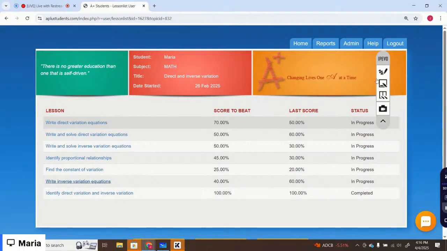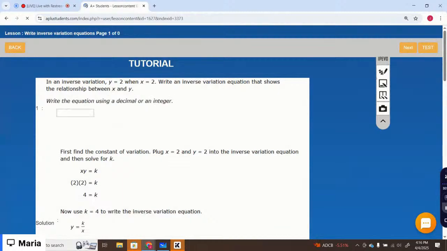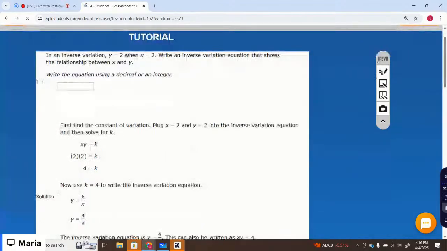The lesson is write inverse variation equations. Let's just start with the lesson. In an inverse variation, y equals 2 when x equals 2. Write an inverse variation equation that shows the relationship between x and y. So you are given x and y. We need to calculate the k, that is the constant of variation.